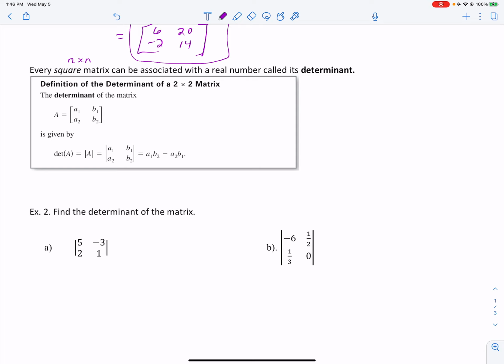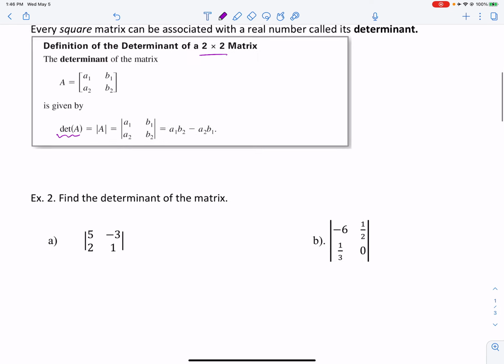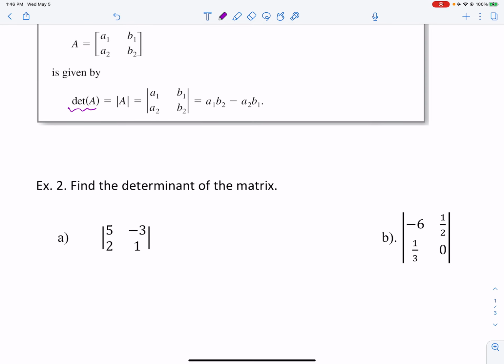And so here we have matrix A. It is a square matrix because it is a 2 by 2 matrix. And the determinant is denoted like this, and it looks like absolute value. You'll notice that when you are being asked for the determinant, the brackets change to just these straight bars up and down.